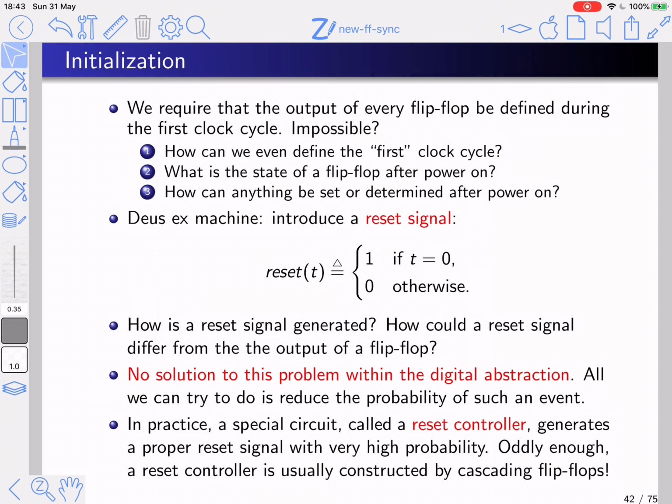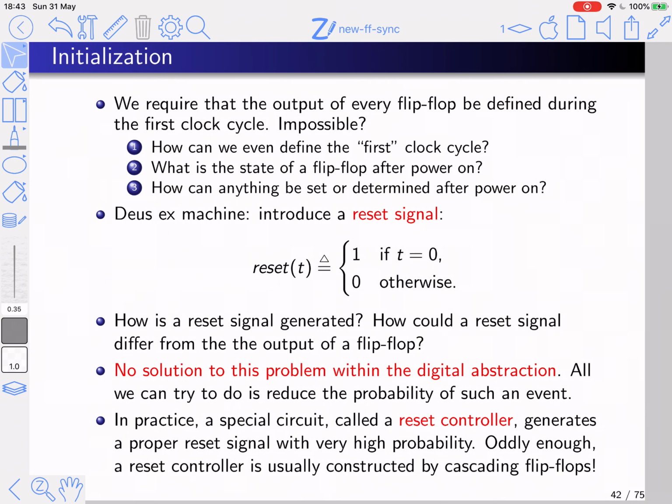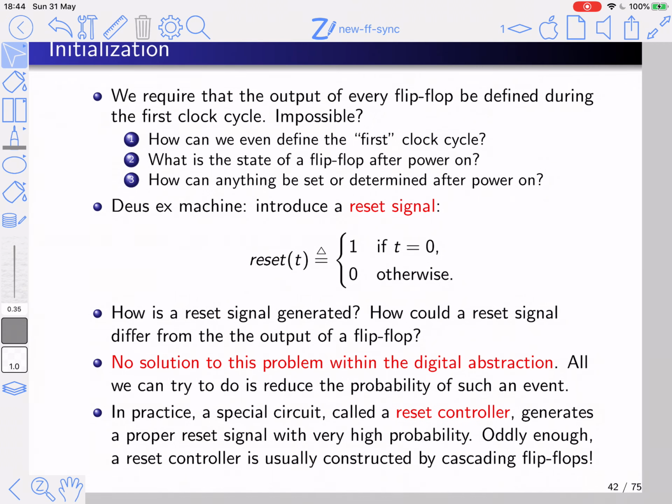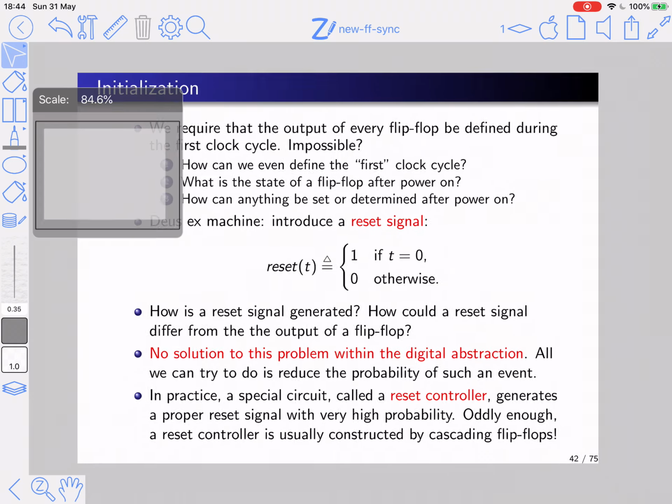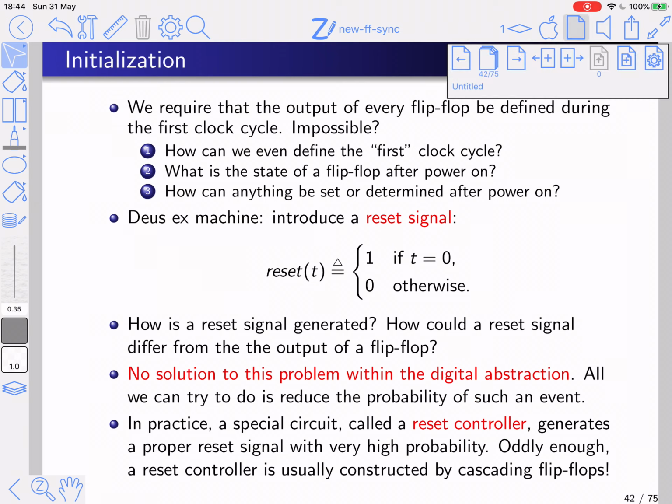Now, here comes the funny part. What does the reset controller actually do? Well, oddly enough, a reset controller is usually constructed by cascading flip-flops. These are the same flip-flops that we're trying to initialize. So we're using flip-flops in order to create the reset signal, and this reset signal will help us make sure that the outputs of the other flip-flops are going to be, say, 0 in clock cycle 0. Okay? So there is a whole vicious cycle which is happening here, and the explanation of how the reset controller actually works is not within the digital abstraction. It's outside the scope of this course.